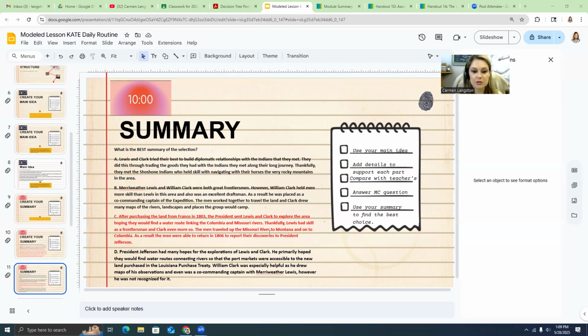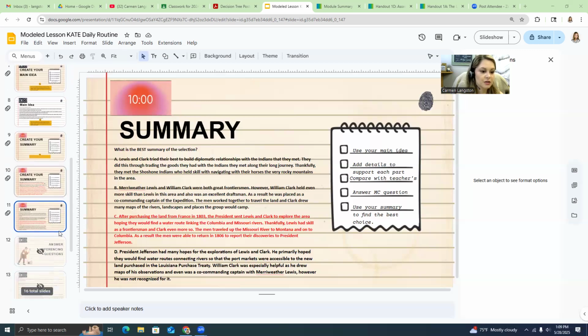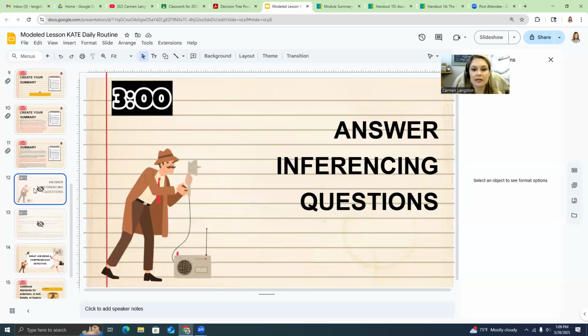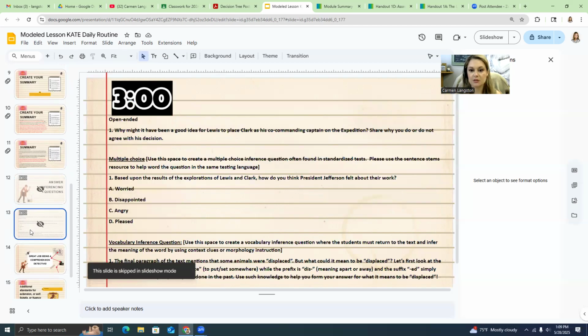The men traveled up the Missouri River to Montana and on to Columbia, and as a result, the men were able to return in 1806 to report their discoveries to President Jefferson. That almost exactly matches what we wrote. So then we are finished with our summary, and next we are going to move on to answering inferencing questions.